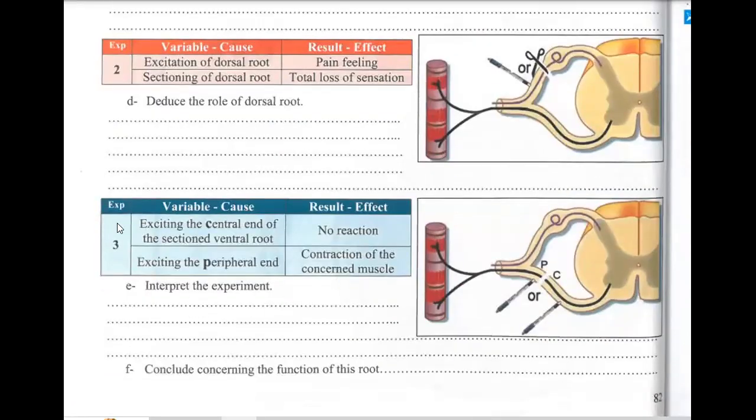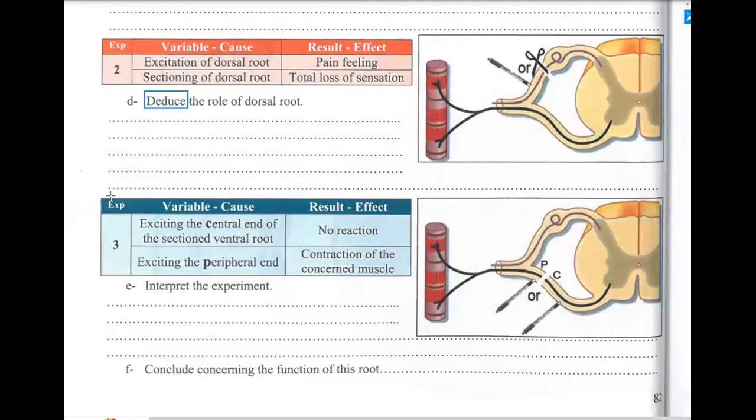In experiment 2, the excitation of the dorsal root lets us feel pain. So the effect was feeling the pain. If we section the dorsal root, if we cut it, we lose sensation. Deduce the role of the dorsal root. What is the role of the dorsal root? Deduce means reach a conclusion, give me the answer by the end, but after justifying in a logical way.